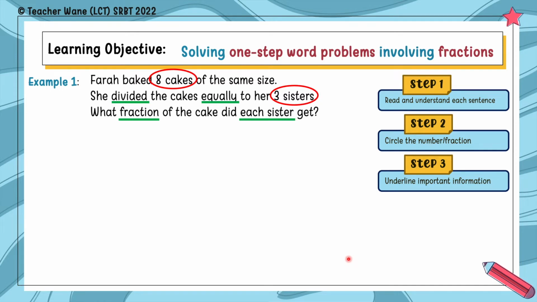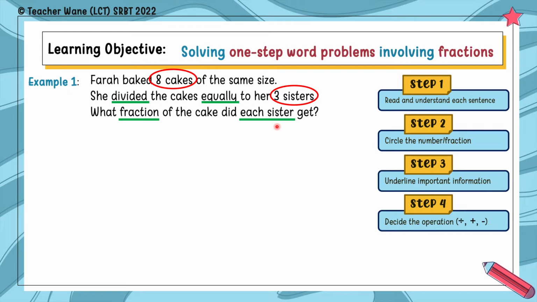each sister. If you read again, the question is asking what fraction of the cake did each sister get. So we know that our final answer, we will write it down as a fraction. And I also underline each sister, which means 1 sister.